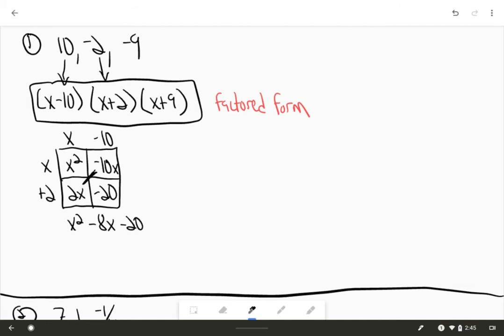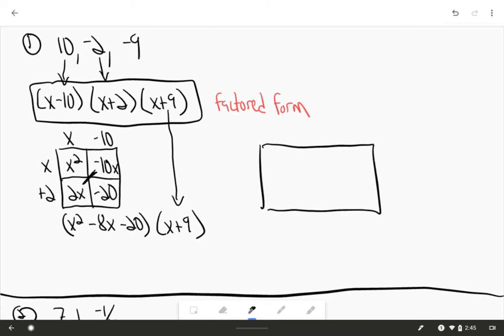Now I'm going to take that and multiply it by x plus 9. So I'm going to do the box method again. Up here, I'll write x squared minus 8x minus 20.